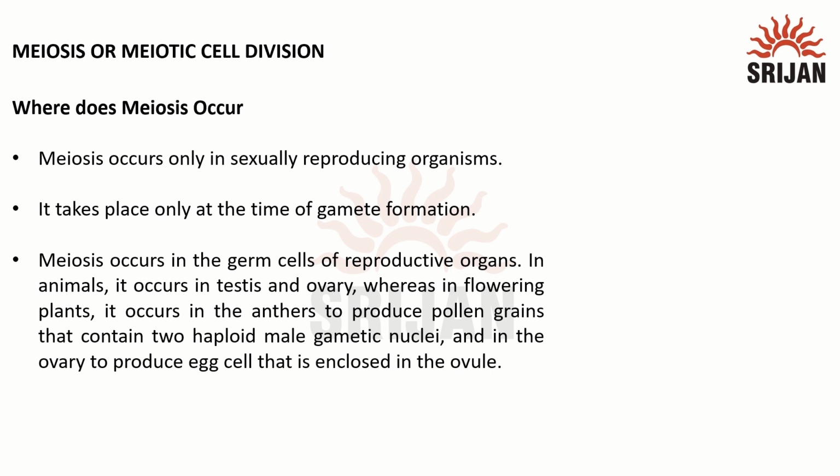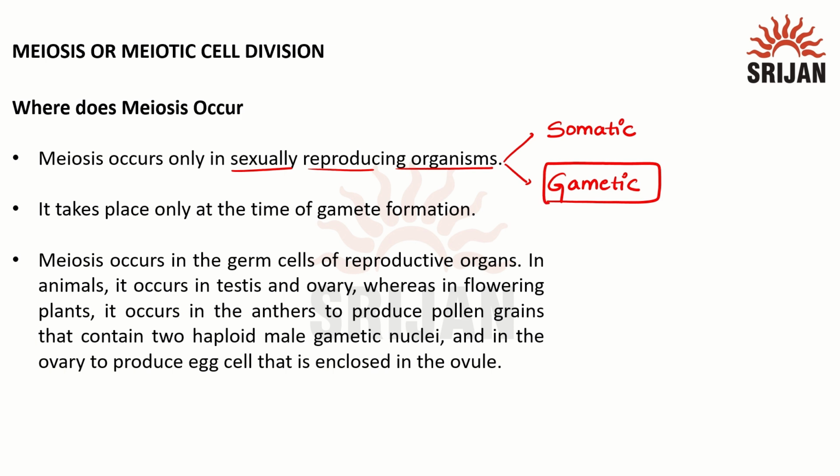Now, where does this meiotic division occur? It only occurs in sexually reproducing organisms. Within them, we have two types of cells, somatic cells and gametic cells. This type of cell division is only found in the second type, that is gametic cells. Somatic cells will not show meiotic cell division. It takes place only at the time of gamete formation. So, meiosis occurs in the germ cells of reproductive organs.